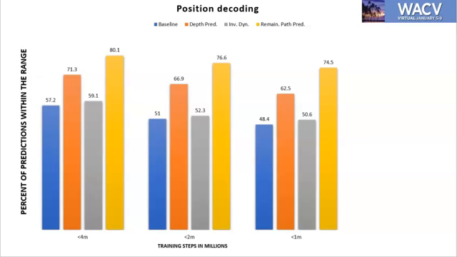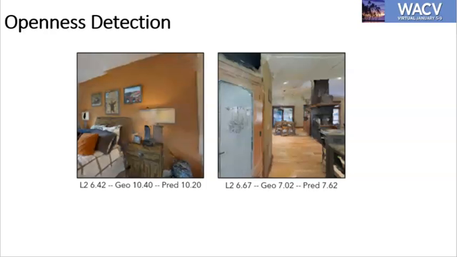Using a probe model, we find agents trained with remaining path length prediction produce internal representations that are more effective at decoding the agent's precise location. Finally, we find the remaining path length predictors act as openness detectors, predicting high geodesic values when in dead-end rooms, as shown in the above qualitative example.